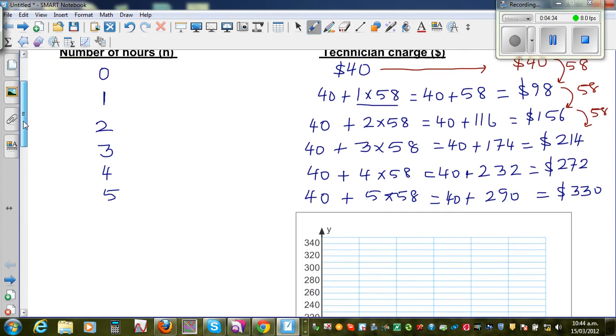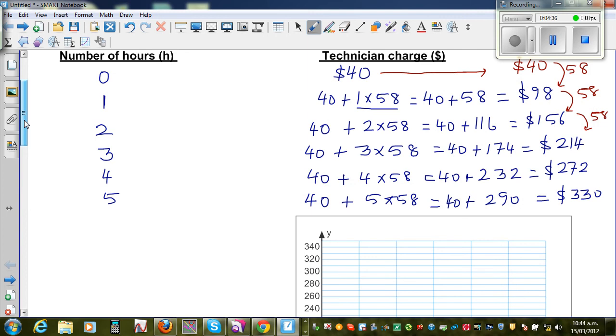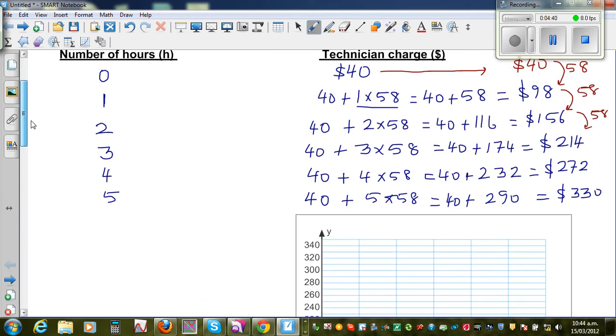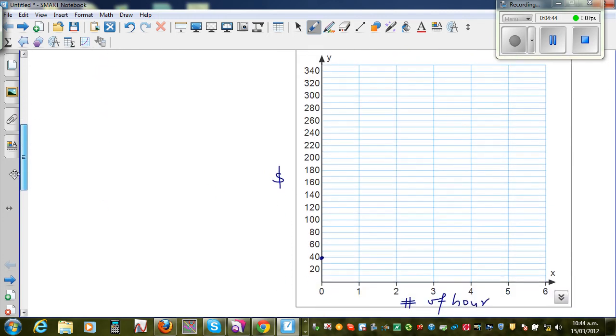For one hour, it is 98, but it is difficult to plot 98. For 5 hours, it is 330, which is a neat point. I'll go backwards. So it's 5 hours. This is your 300. This is going up in tens. Can you see? This is 10, 20, 30, 40.